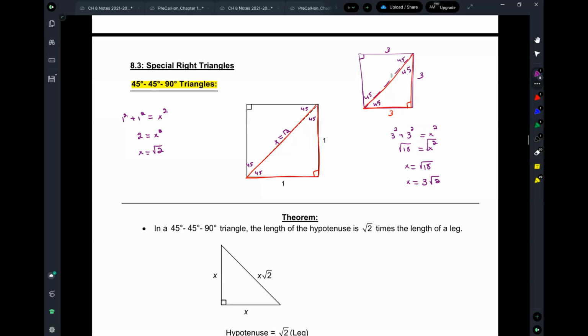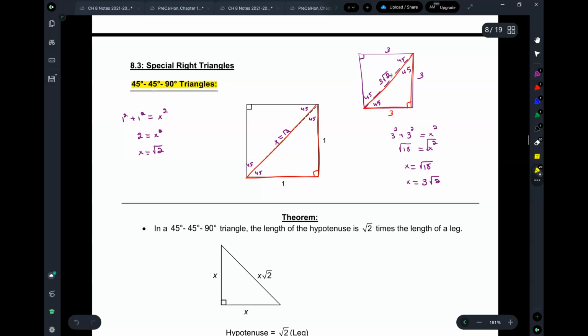Since 45, 45, 90 triangles have two of the same angles, wouldn't the legs both be the same length? They are. And if they're the same length, wouldn't that mean that you could make it a lot easier on yourself and just take the length of the leg and put that in front of root 2? Right, but where does that come from? We're deriving it.